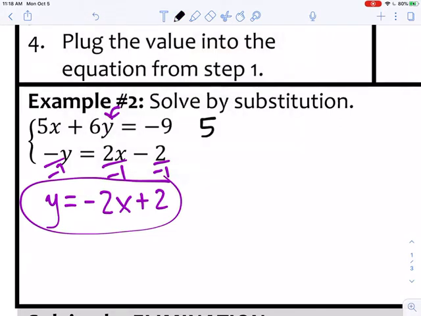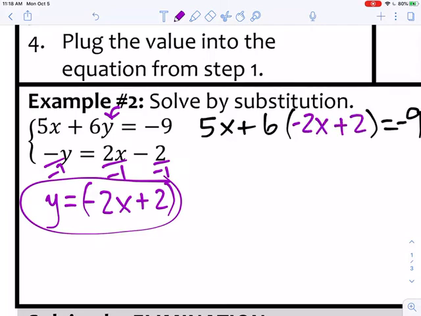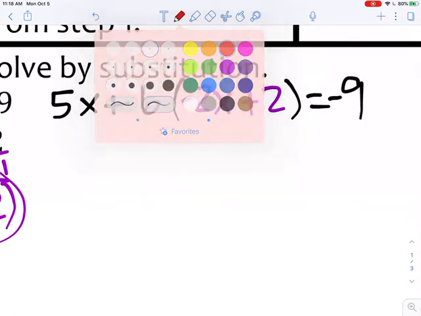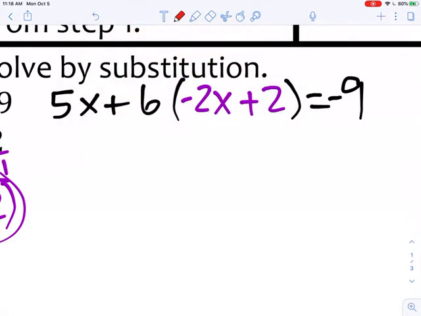So we're going to have 5x plus 6y equals -9, except for our y is going to be this isolated amount, -2x plus 2. So now you can see we only have x's left. And now we can solve for our x.